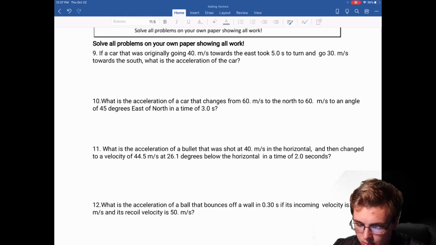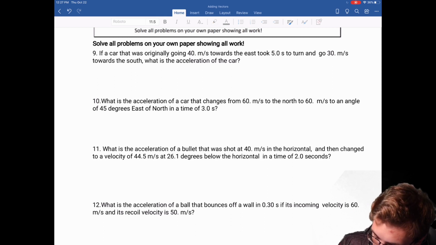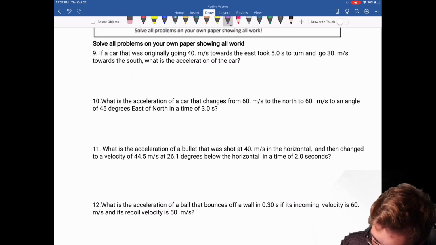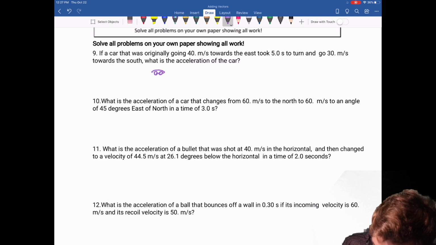If a car was originally going 40 meters per second towards the east and took 5 seconds to turn and go 30 meters per second south, what is the acceleration of the car? So we actually start with this. We draw our car. It's going to the east at 40 meters per second.